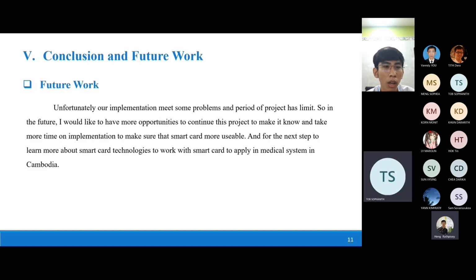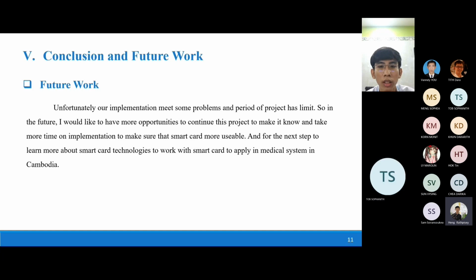For the future work, unfortunately, our implementation made some problem and period of project has limit. So in the future, I would like to have more opportunity to continue this project and take it more on implementation to make sure that smart card more usable. And for the next step, to learn more about smart card technology to work with smart card to apply in medical system in Cambodia.